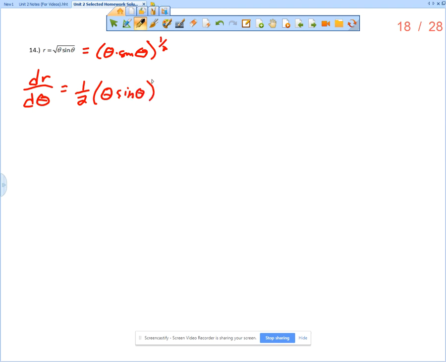And then we reduce the power by 1, so it becomes negative 1/2. Then times the derivative of the inside, so derivative of theta sine theta. Now this is a product, so we want to use the product rule. So we're going to take theta times the derivative of sine, which is cosine of theta, plus the sine of theta times the derivative of theta. Now remember that theta is the variable, so derivative of theta is 1.